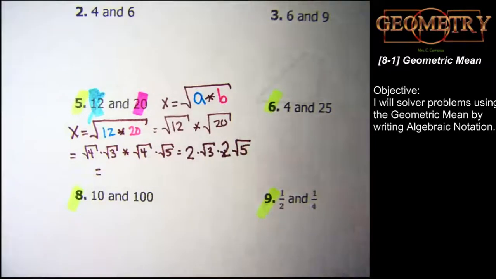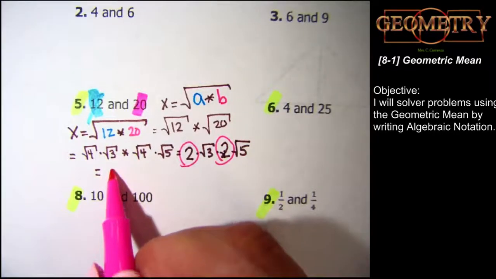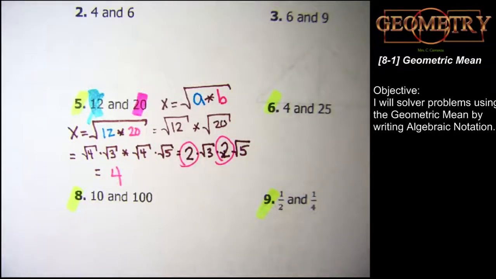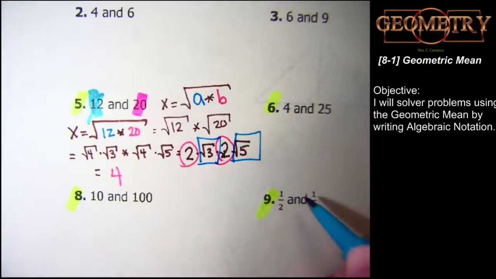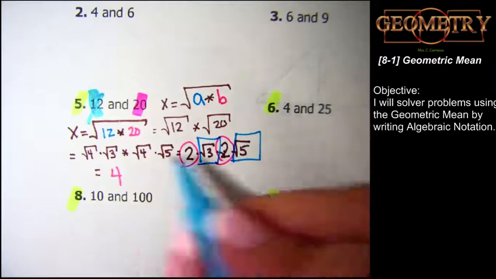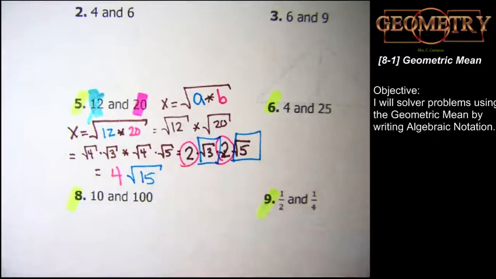All right, now all the 2's I can lump together. That's 2 times 2. 2 times 2 is 4. And now I have the square root of 3 times the square root of 5. I can write that as a single square root, and I multiply the radicands, the stuff inside. 3 times 5 is? And that's my final reduced answer.